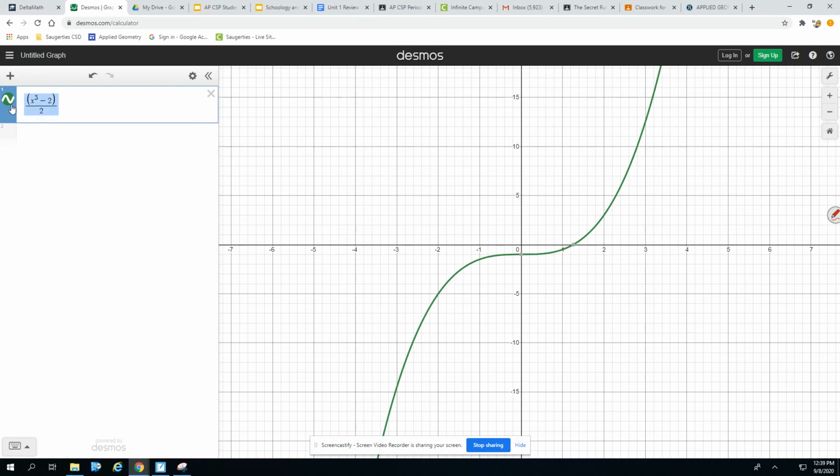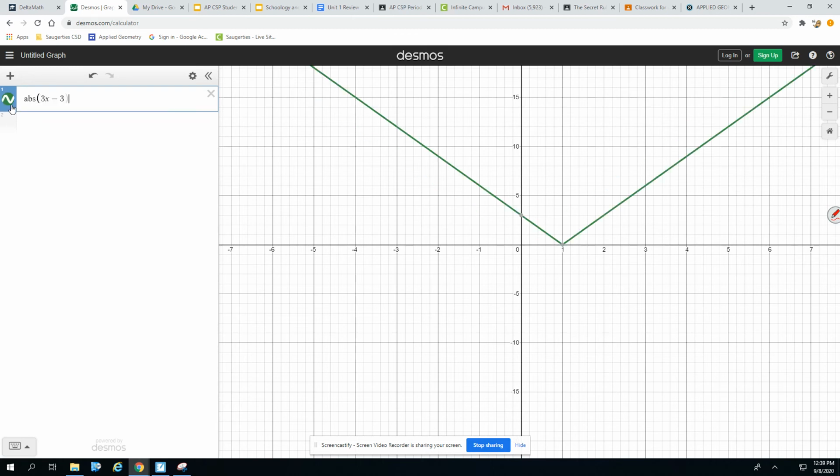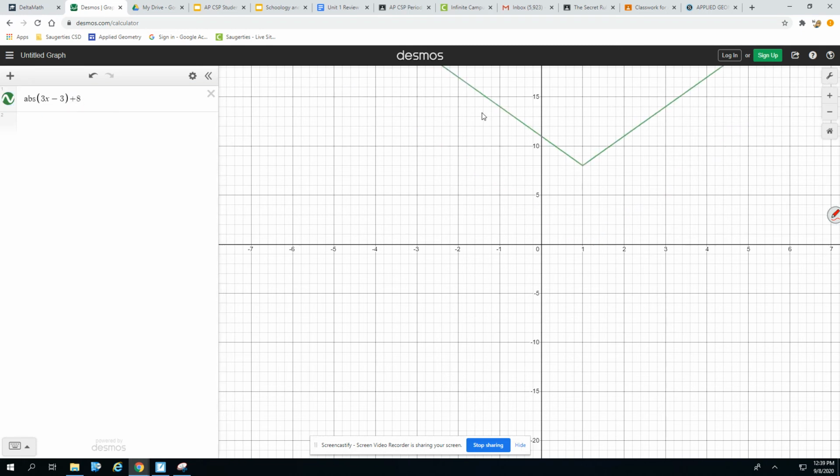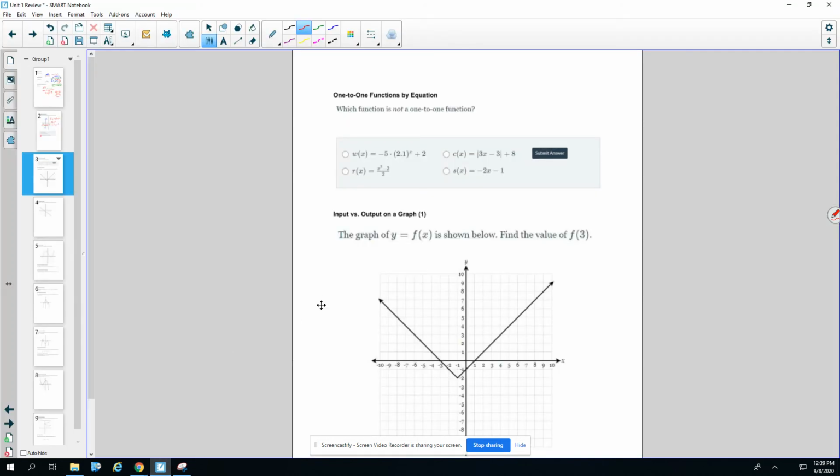My next one is absolute value of 3x minus 3, and that's how you do absolute value, plus 8. This one fails that horizontal line test, so I can tell that's my answer. The last one I'm not even going to check because it's an mx plus b, so I know it's a line, so I know that is going to be one-to-one. So back to my packet, I can see that this is the one that is not a one-to-one function.